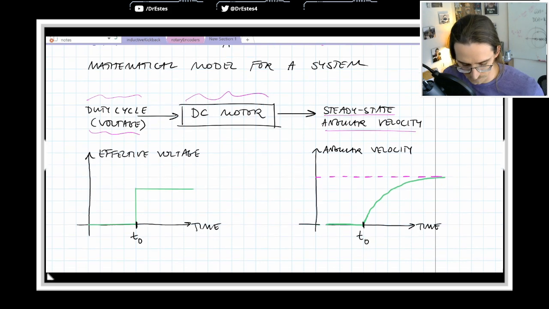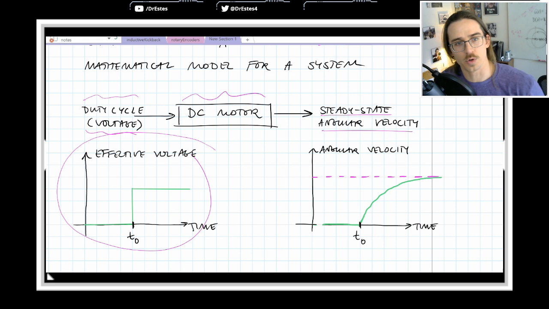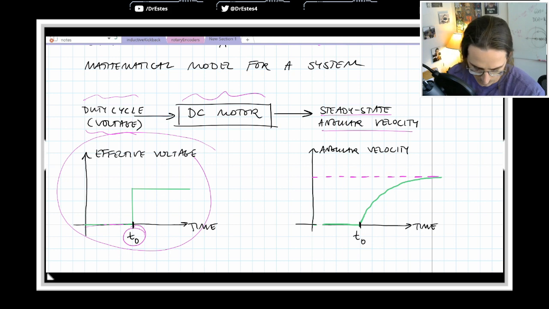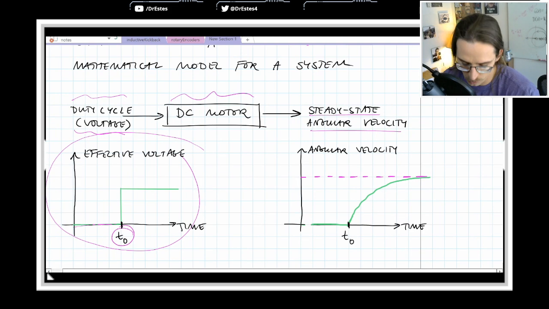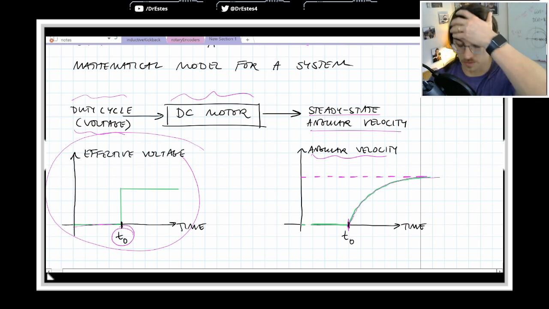So what I mean is the effective voltage, like maybe we have everything turned off, and then at some time t0, you activate the voltage. And the motor is going to respond, and right when you turn on the voltage, and you might have noticed this last week, you don't immediately go to a steady state speed. There's this exponential transition. First the motor speeds up really quick, and then it starts to slowly approach the steady state angular velocity.